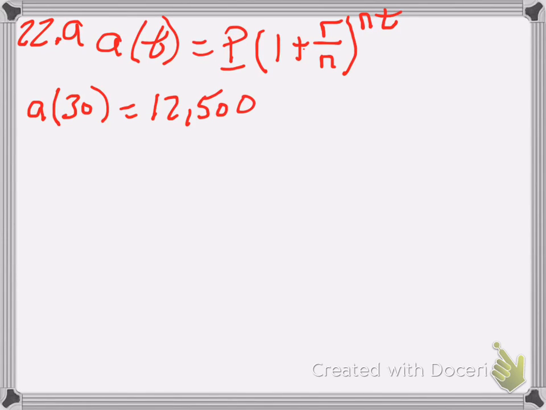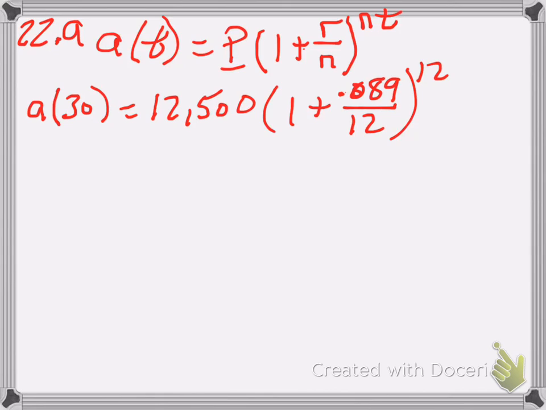Our principal is 12,500 times 1 plus our rate is 8.9%, so that's going to be 0.089. Remember, we just divide the percentage by 100 to get the rate. And it's compounded 12 times a year, so n is going to be 12. That's the number of times you compound per year.